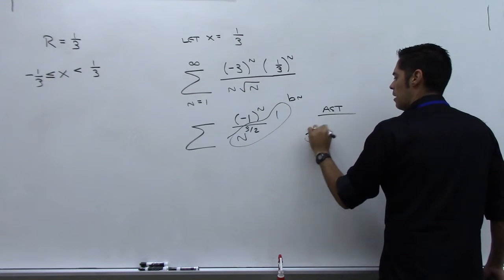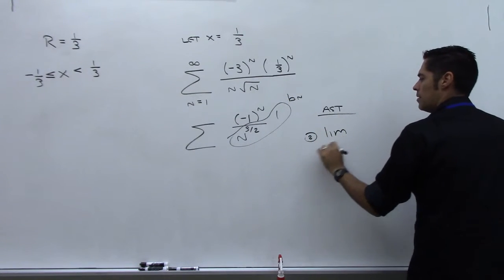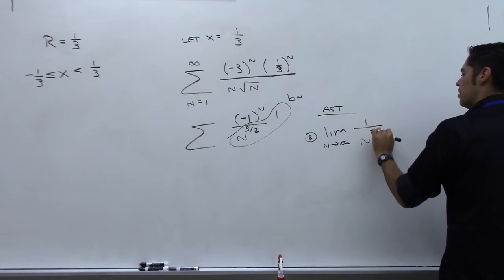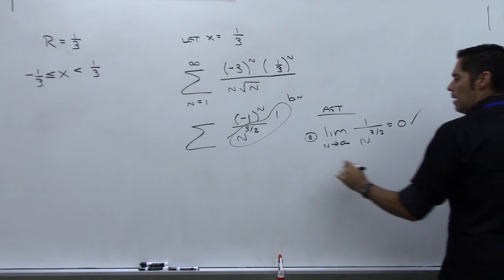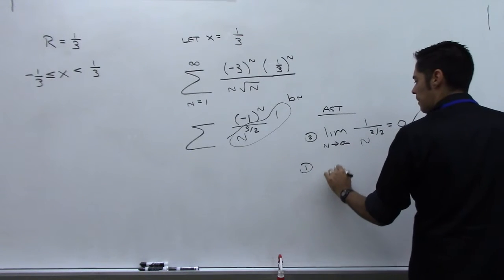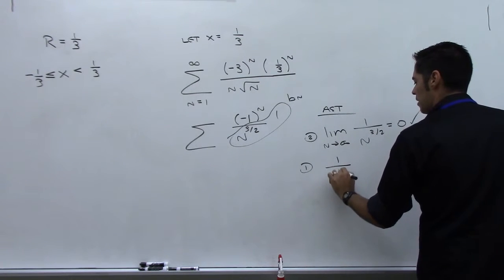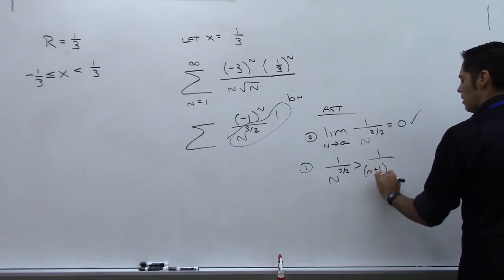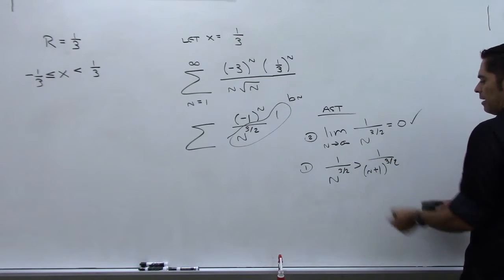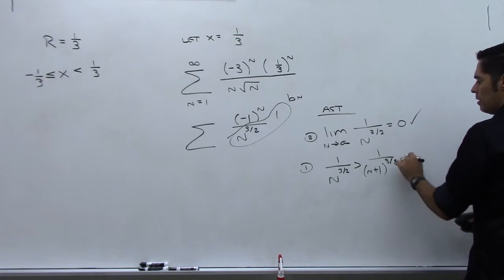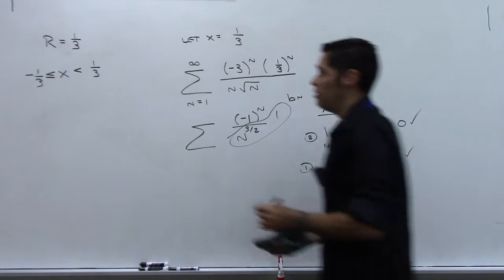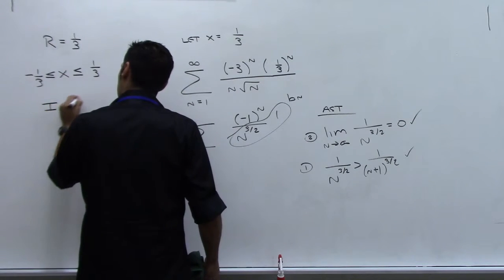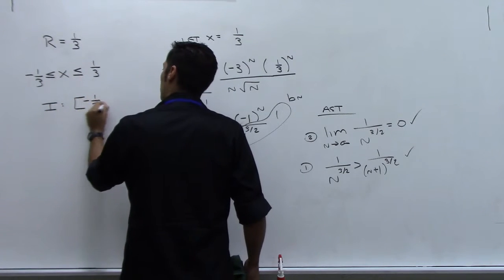Okay, and you can check that the limit as n goes to infinity of 1 over n to the 3/2 does go to 0. And then the decreasing condition, I need 1 over n to the 3/2 to be greater than 1 over n plus 1 to the 3/2. And again, checking that this is bigger than this, so this checks. So it'll converge. So I have to include both endpoints. So the interval of convergence is the closed interval negative 1/3, 1/3.